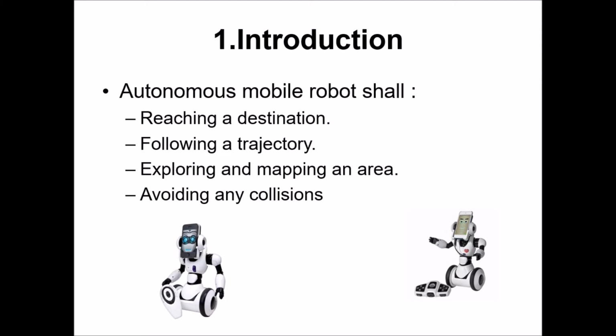When we talk about mobile robotics, the robot shall be able to reach its destination, which is the target area, and at the same time it shall follow the generated trajectories. When reaching the destination, it can explore new items and then map that area. And the most important thing is that while navigating to the target, it is able to avoid any collision. That means if it knows the location of every obstacle and finds the free space, it is able to avoid any collision.